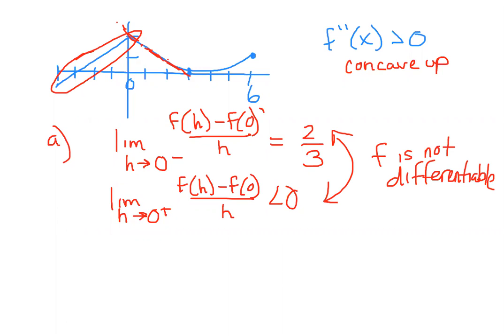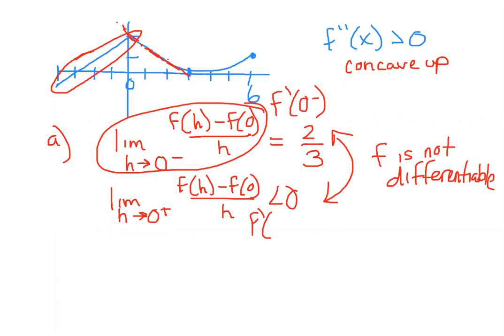Okay, even if you didn't have this and you just said f prime of 0 negative and f prime of 0 positive is less than 0, that would show that they're not the same. All right, let's look at the next one.